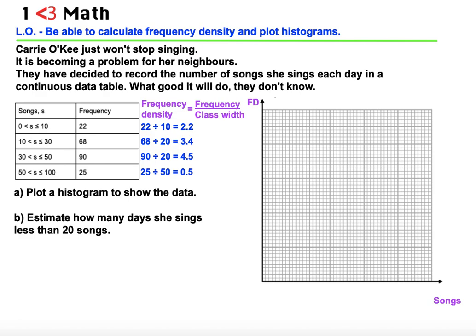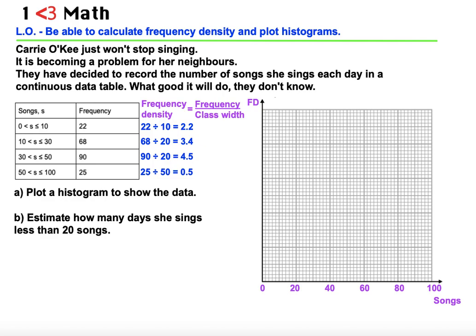So now we need to plot our histogram. We have one problem. We don't have the scale. So I'm looking at the number of songs. The maximum is 100. So I split it into the 5 clear blocks there. 0, 20, 40, 60, 80, 100.